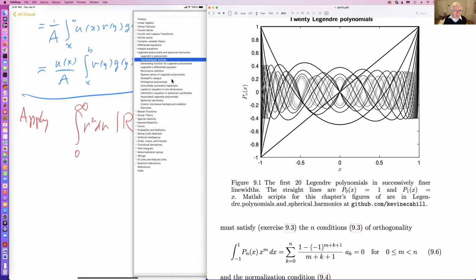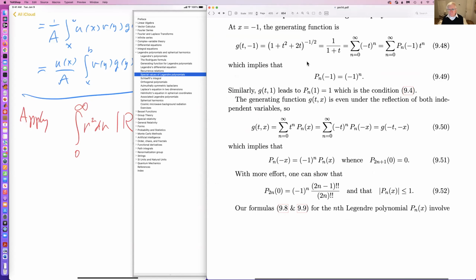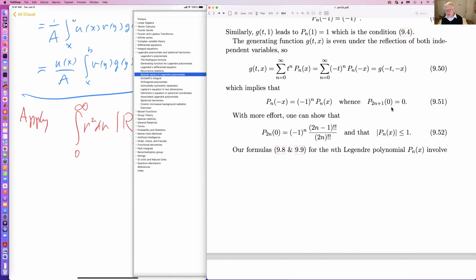Okay, so let's see, where was I? Special values. The generating function's even under reflection, and that tells us that Pn of -x is (-1)^n Pn of x. And in particular, that tells us that P_{n+1} of 0 vanishes.